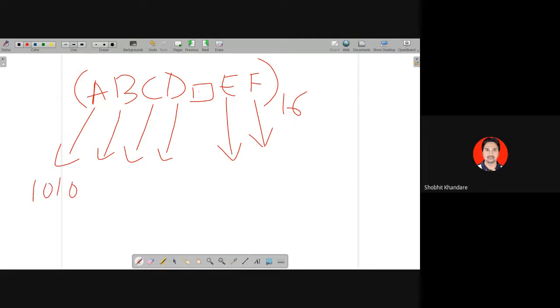B, 1011. C, 1100. ये बोलने को टाइम नहीं होना चाहिए, जैसे बोला वैसे आपको आना चाहिए। D को कैसा बोलेंगे? 1101.